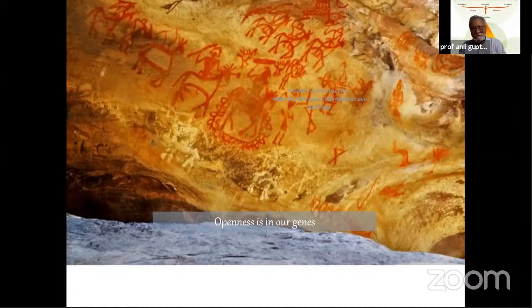25 to 30,000 years ago. Bhimbetka Caves, Madhya Pradesh, India. One of the oldest cave paintings we have. Now look at this. So the artist teacher here wanted to teach the disciples how to make a human figure.